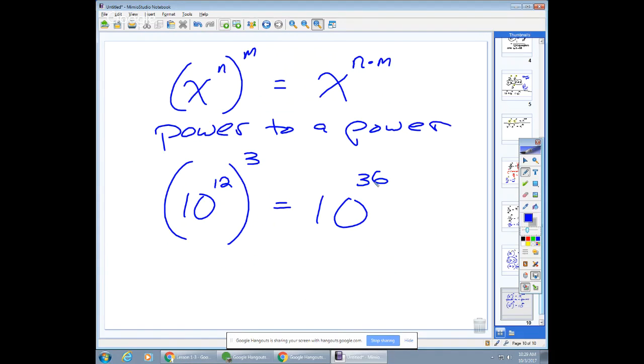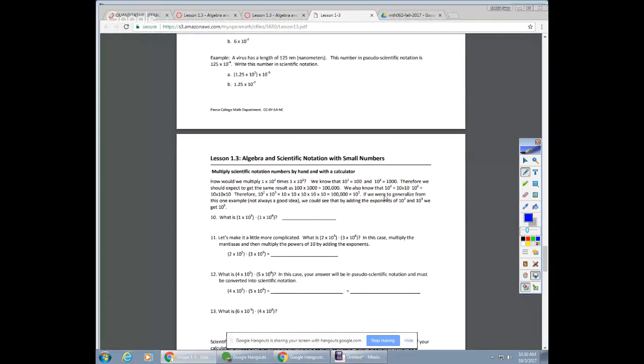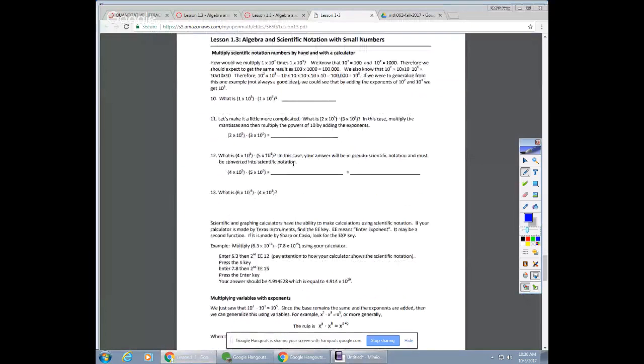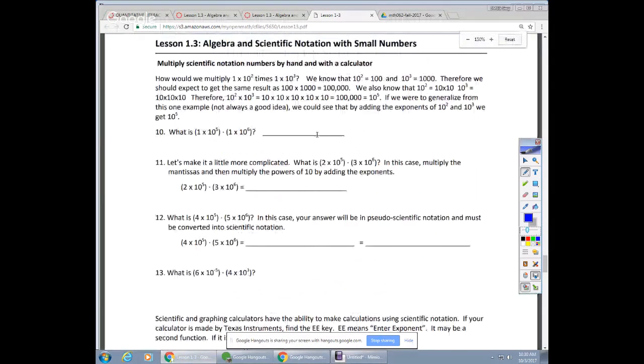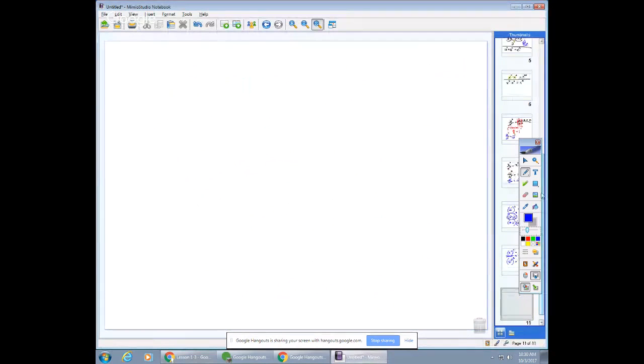All right, let's take a look at the worksheet. I'm going to do 2 problems on the worksheet, and then you guys are going to compare answers with each other. So take a look at problem number 11, please. 2 times 10 to the 5th times 3 times 10 to the 6th, and they want us to clean that up a little bit. So I'm going to take a screenshot of that.